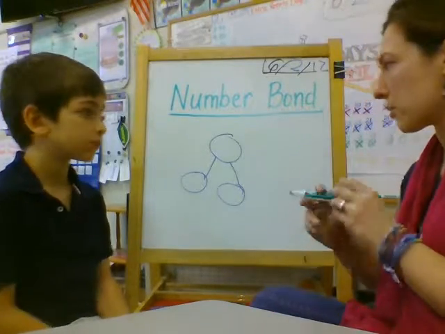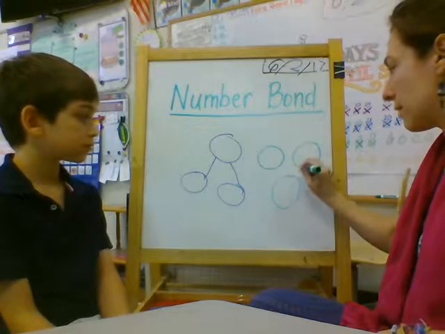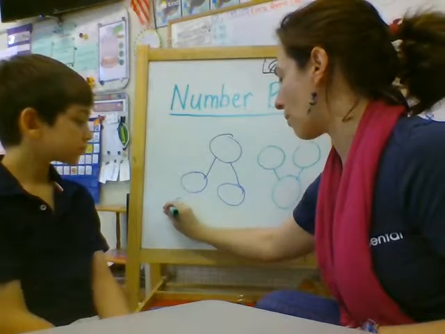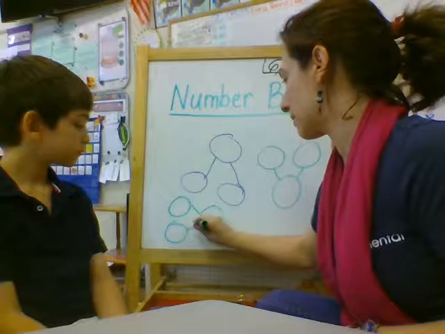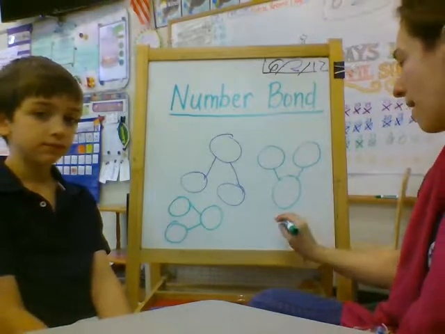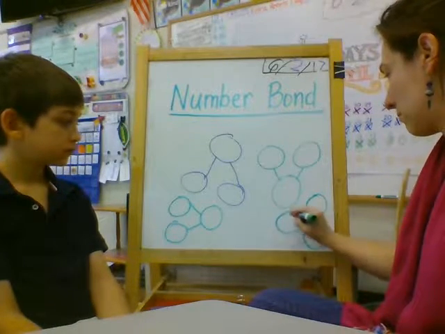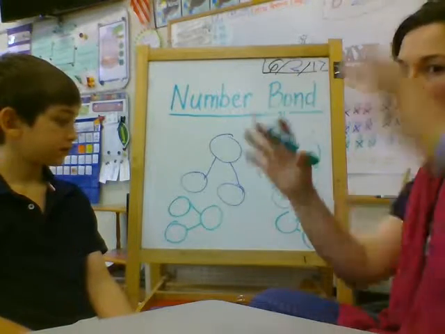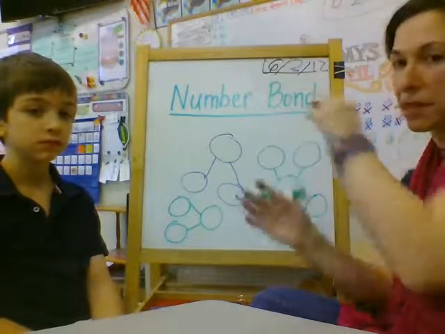And Andrash, let me ask you, is this also a number bond? Yes. And how about this? Is this also a number bond? Yes. Okay, and what about this? Is this also a number bond? Yes. Okay, so the number bond is made up of 3 circles and 2 lines, but we can rotate it any way we want. All right.